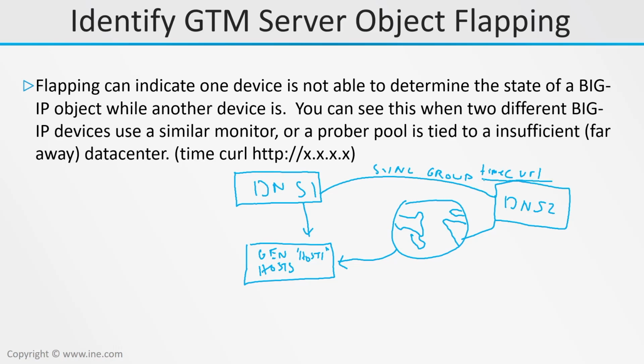to check the status of host 1. So if it was HTTP, you do time curl http, and say 10.1.1.1 is the host. That's going to tell you if the response time is adequate enough to keep it monitoring this host, or to just force the monitoring to be on DNS1.